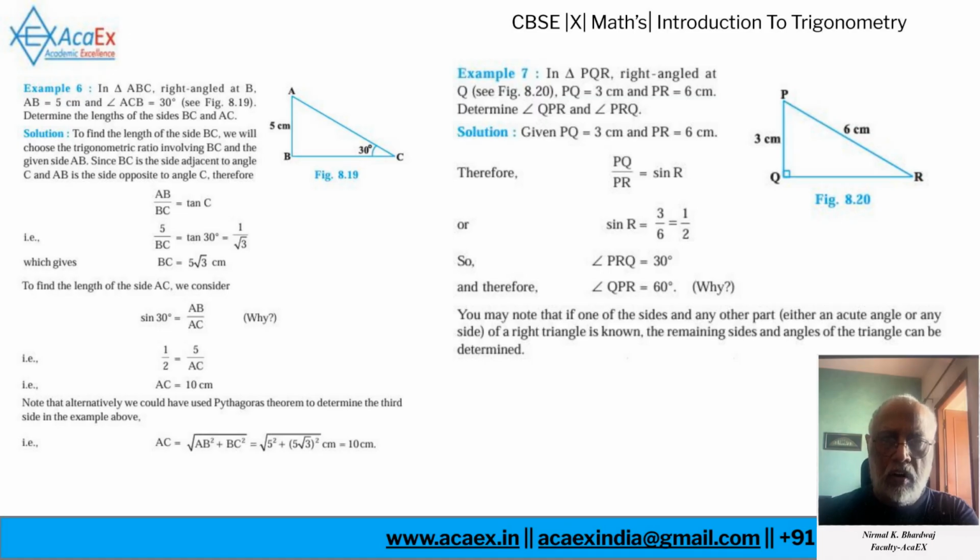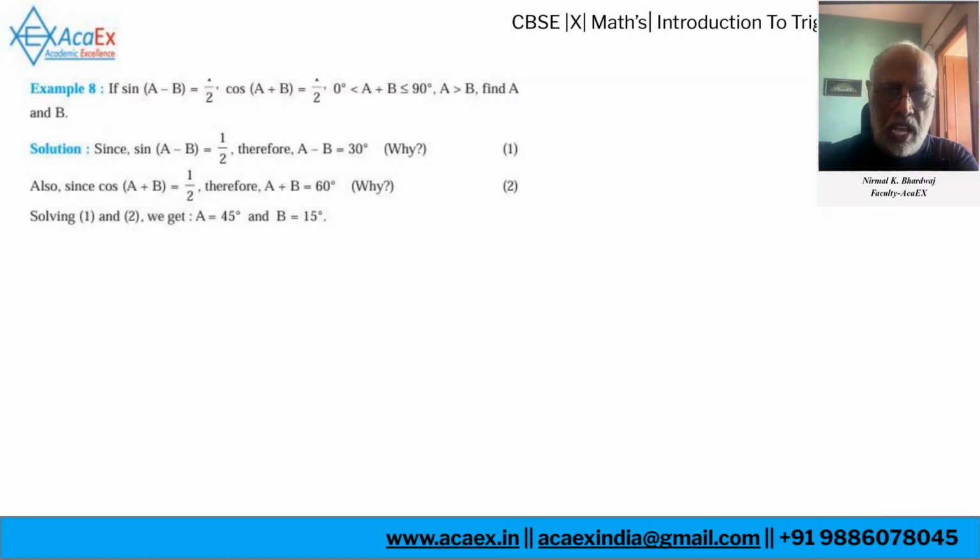Example 7. In a right triangle with sides 3 centimeters and 6 centimeters, hypotenuse, find the acute angles. The sine of angle R is 3/6 equals 1/2. Therefore, angle R equals 30 degrees. By the angle sum property of a triangle, angle P must be 60 degrees.